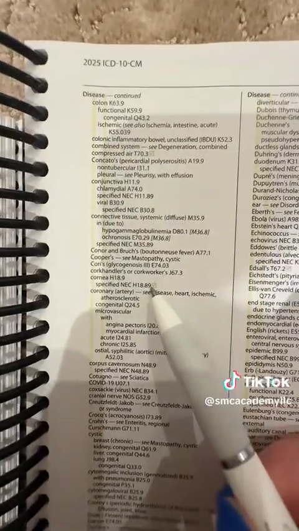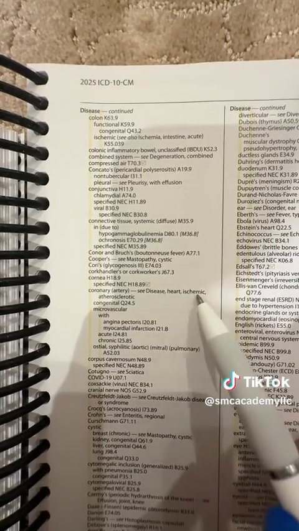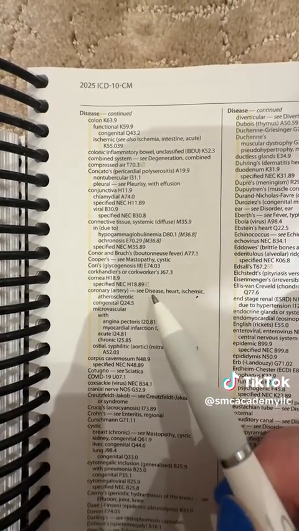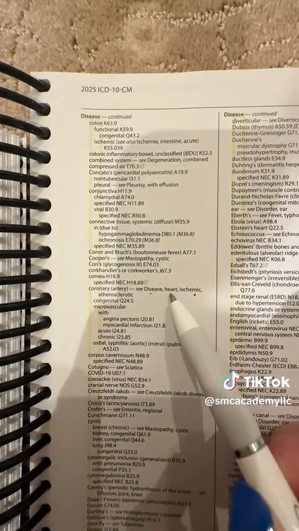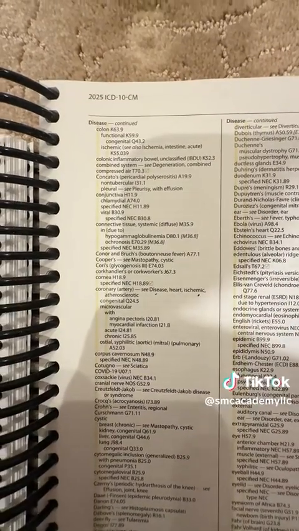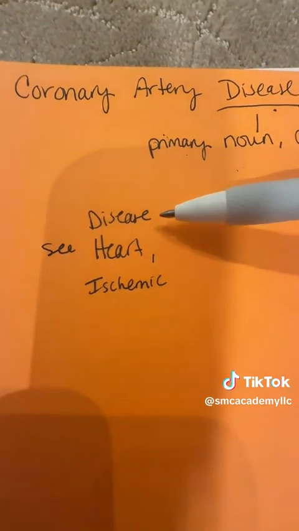Now, this is a C also note. So C, disease, heart, ischemic. So actually, this is telling us that we need to go to disease, which we're already there. So now we're just going to go look for heart instead of coronary artery. Okay, so we were just told to look up disease, heart, and then ischemic.